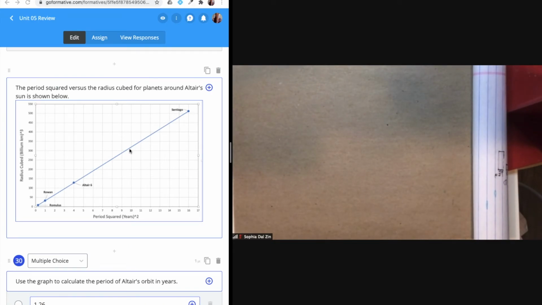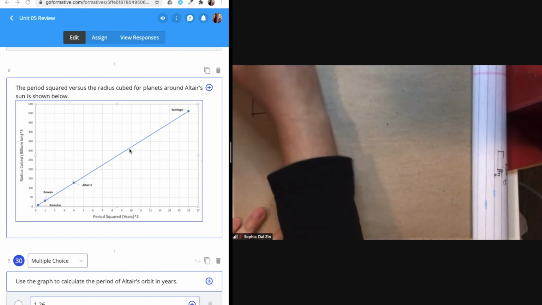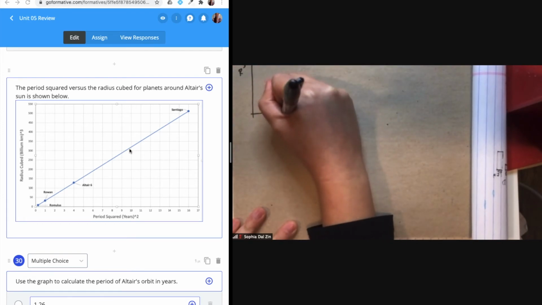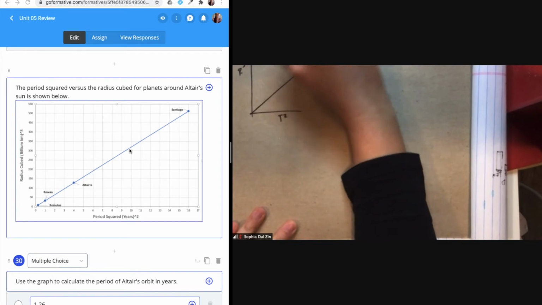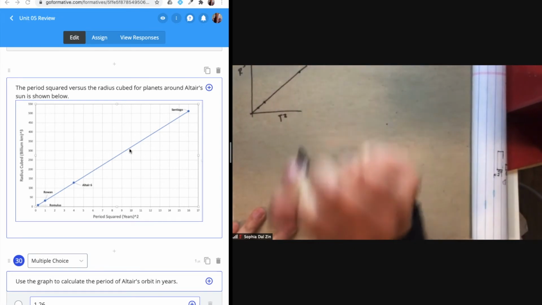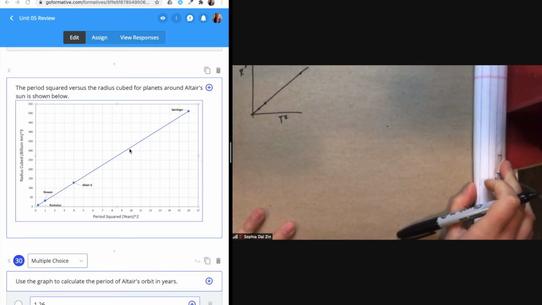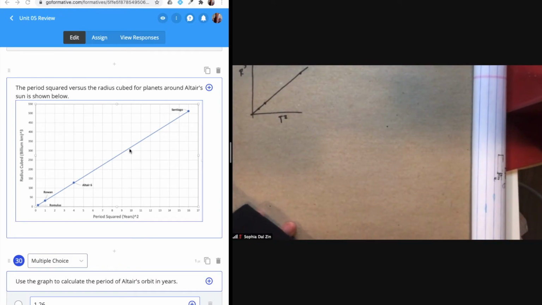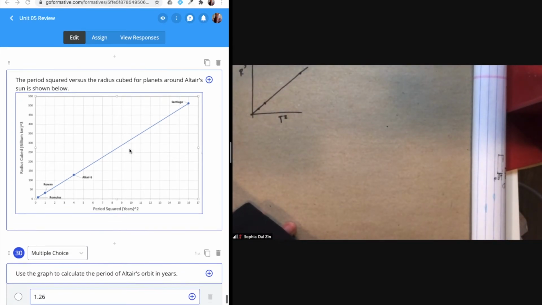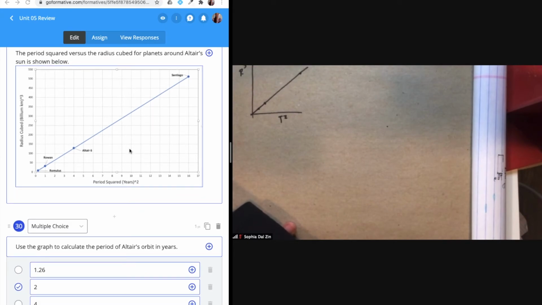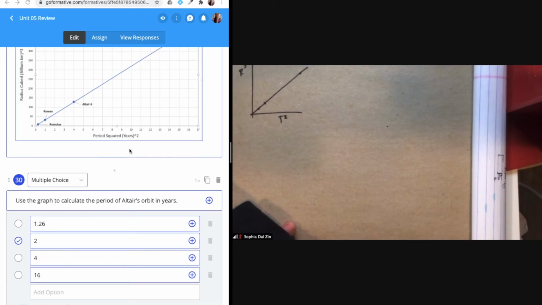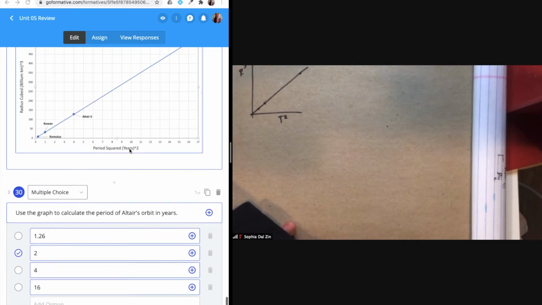Last three problems are dealing with proportions, dealing with Kepler's law of harmonics, also called the law of periods. This is the law that says that the radius cubed is proportional to T squared. That as long as your objects are all orbiting the same thing, in this case they're all orbiting the central mass of the star around Altair, that all of these must have a direct relationship. Now, it says use the graph to calculate the period of Altair's orbit in years.